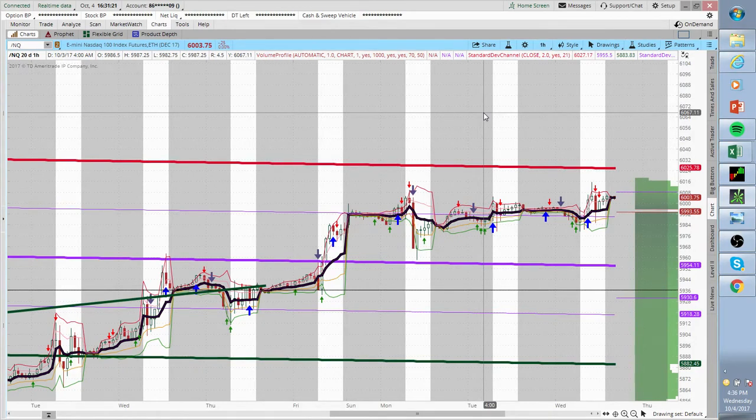When you look at natural gas, I think that's the one I want to show. Hold on a second.